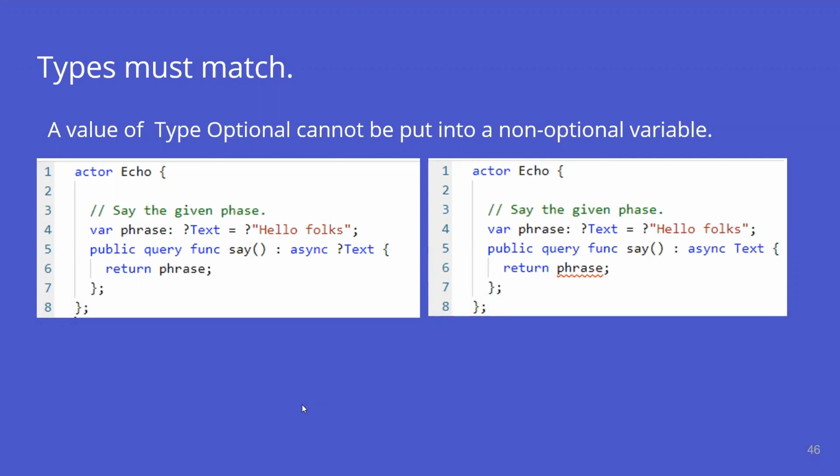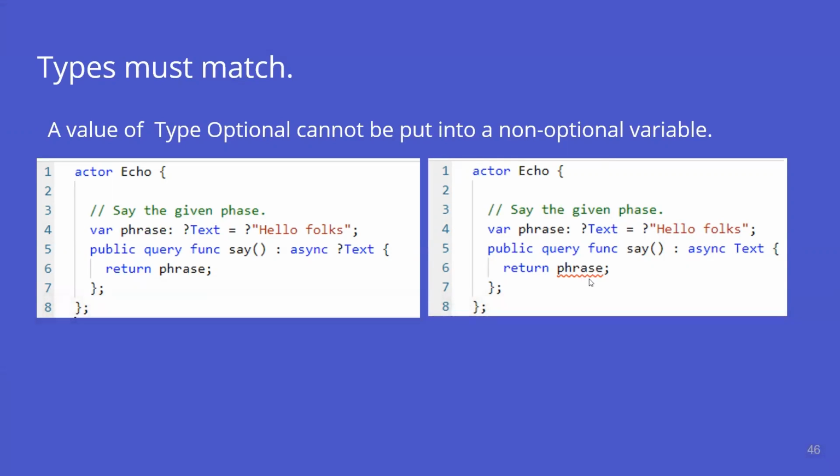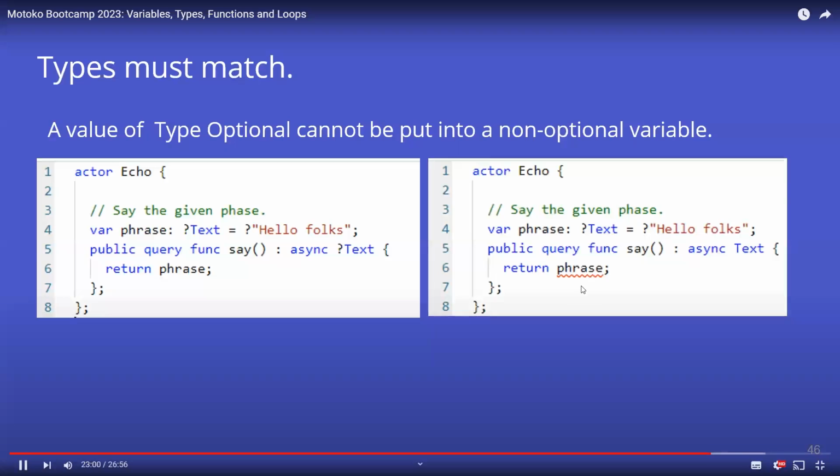And conversely, on this side, here I'm dealing with the hello folks. I've correctly dealt with it here, but I'm going to return the value phrase. But I've said that the return value is just text, and you will get an error when you're compiling this in the IDE that will say that phrase is not of type text, it's actually of type optional text. So you have to make sure that things match, just like all other types.